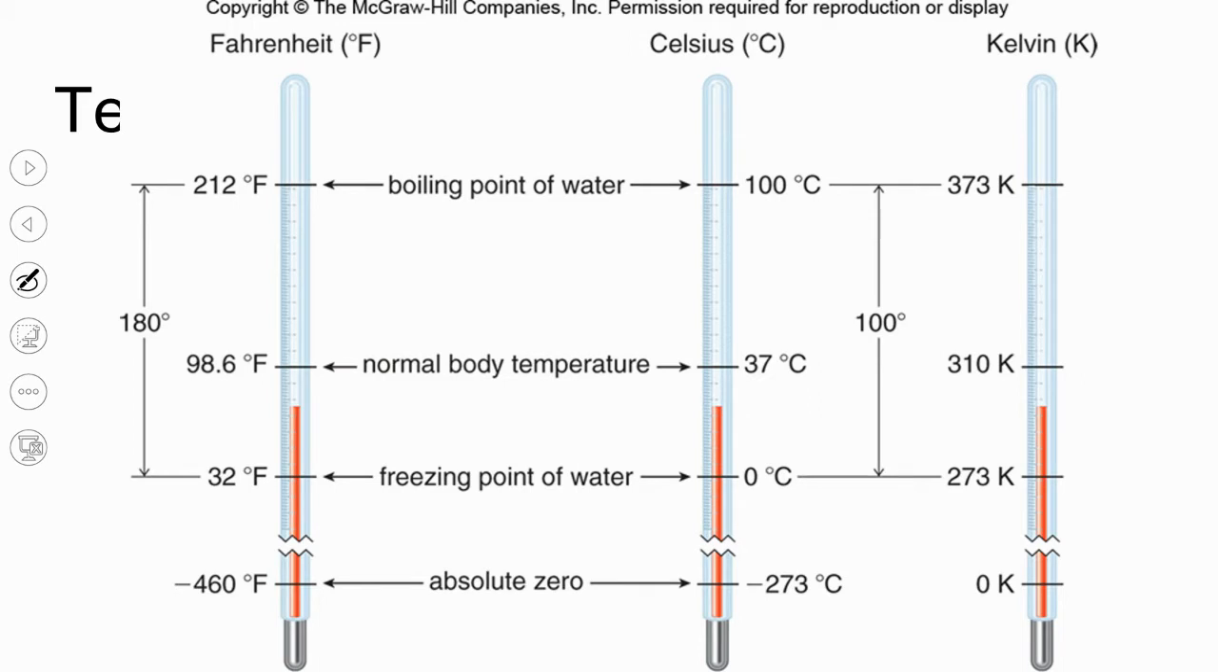Okay, so I like this picture. It kind of orients us with what these normal temperatures are. So normal body temperature is about 98.6 if you're measuring it in Fahrenheit. Celsius is about 37 and Kelvin is 310.